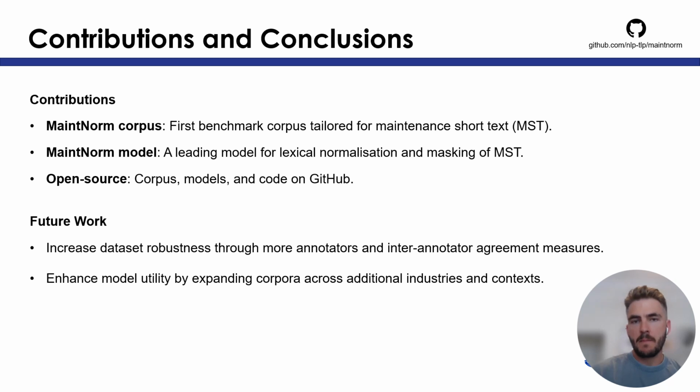To summarize, our work has made important contributions to the field. First, we've created the first publicly available normalization corpus specifically for industrial maintenance short text. Secondly, we have proposed a sequence-to-sequence model that outperforms other models we've tested, setting a benchmark for future research in this area. We've also made our corpus, model, and code available on GitHub for others to access.